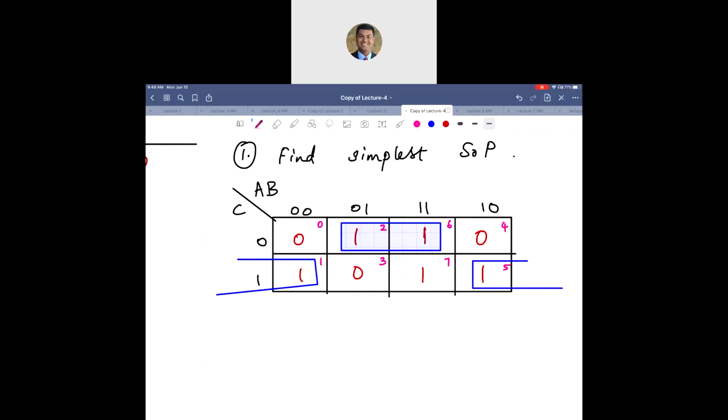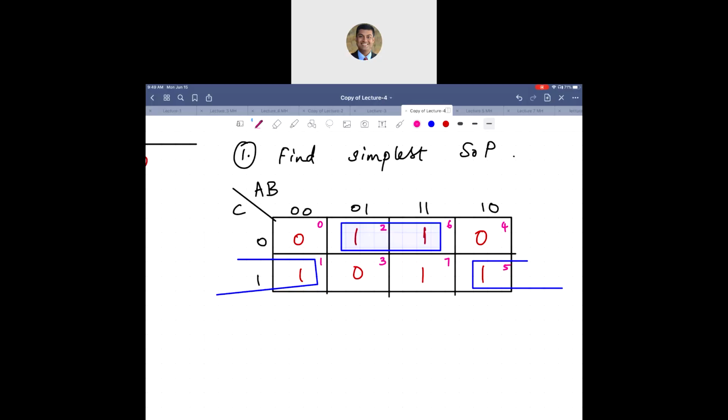Well, if I combine it with cell 6, it will still be a group of 2. And if I combine it with cell 5, it will still be a group of 2. So in terms of variables, it will still be the same. The number of literals for that particular group will remain the same.